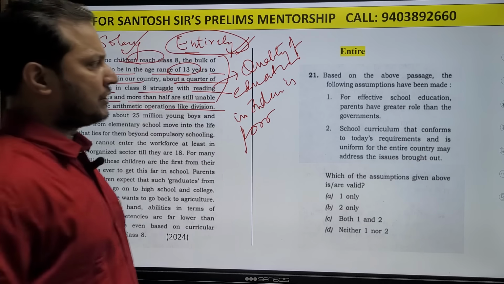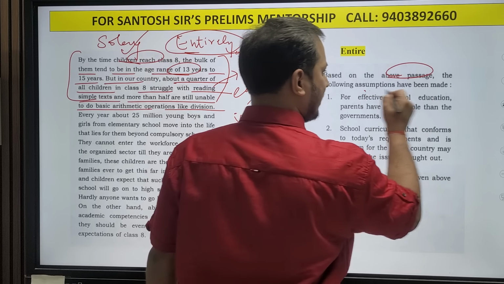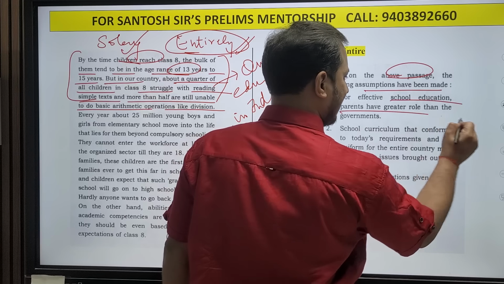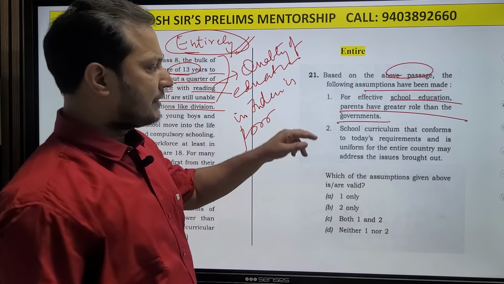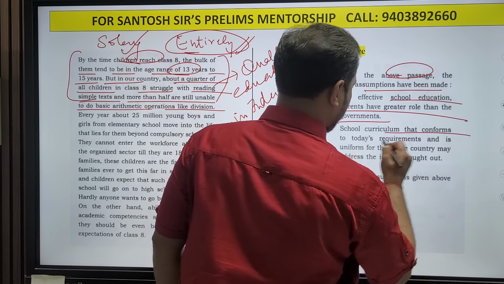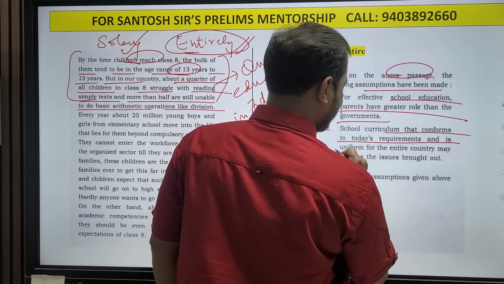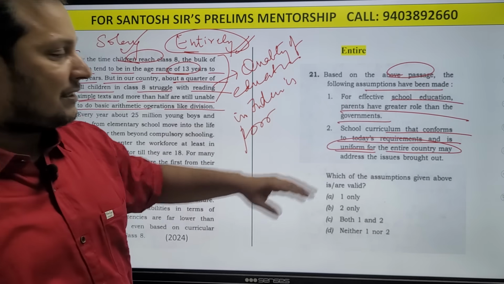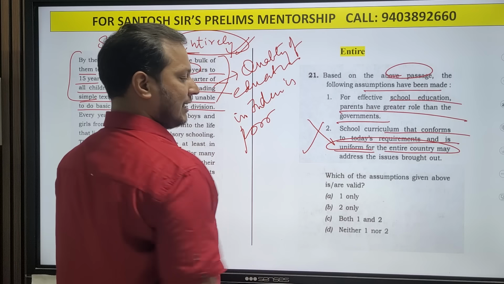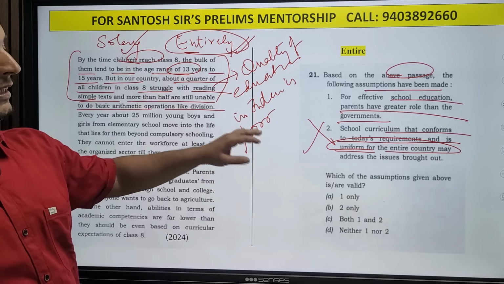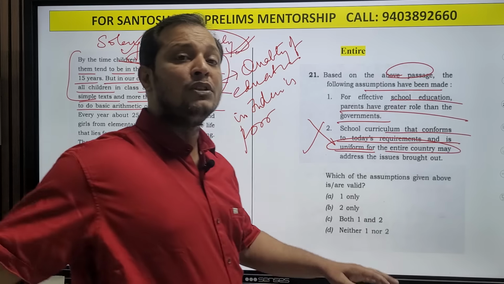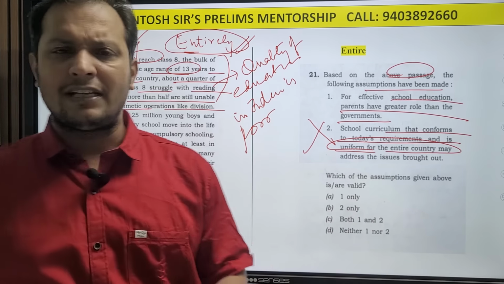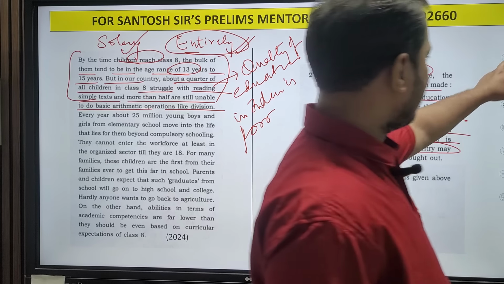Okay, now let us read the question. Based on the above passage, following assumptions have been made. First statement: for effective school education, parents have greater role than government. Second statement: school curriculum that conforms to today's requirement and is uniform for the entire country. This is again an incorrect statement. Entirely. How can schools be uniform entirely? So this is something which is very extreme. Look for extreme words like entirely, solely, and go for it.